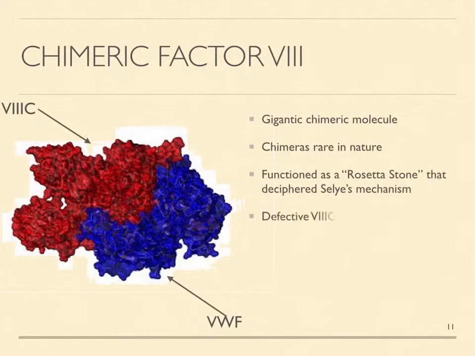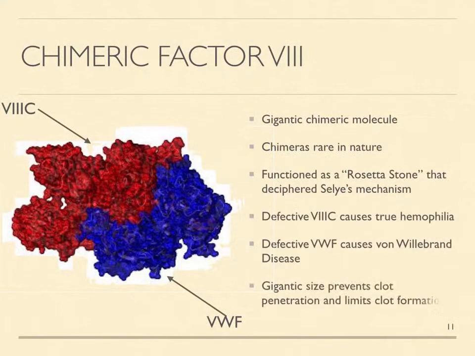Factor VIII is a gigantic chimeric molecule consisting of von Willebrand factor from the vascular endothelium, and 8C from the liver, that bind together and exert their effects in concert. The rare chimeric nature of factor VIII was unsuspected during the era of stress research. It inspired an extensive review of published literature that enabled the discovery of Selye's mechanism. The unique characteristics of factor VIII functioned as a Rosetta Stone that deciphered stress mechanism function.